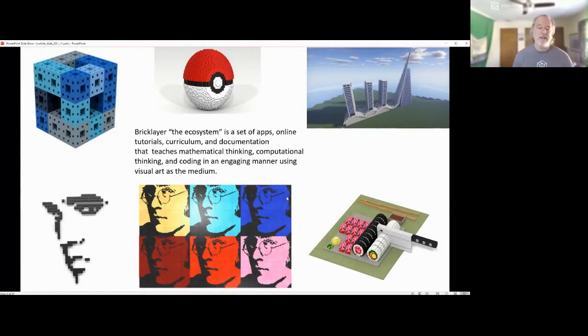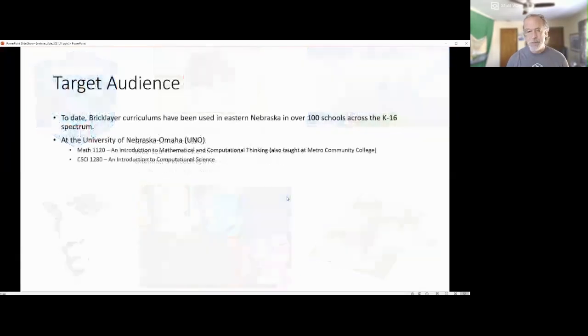So Bricklayer, the ecosystem, is a set of apps, online tutorials, curriculum, and documentation that teaches mathematical thinking, computational thinking, and coding in an engaging manner using art as the medium. So to date, Bricklayer curriculums have been used across eastern Nebraska in over 100 schools, and this is across the K-16 spectrum. And at my university, the University of Nebraska-Omaha, there are two classes I'd like to mention.